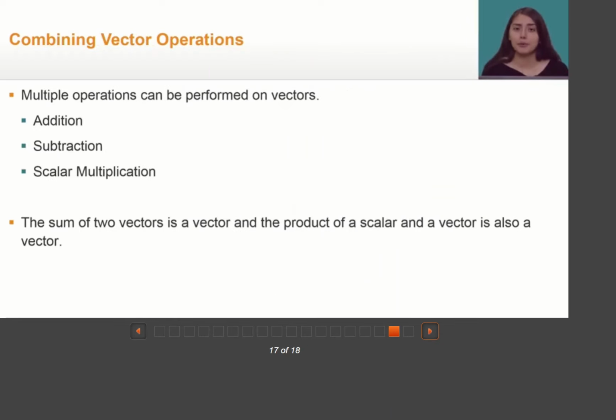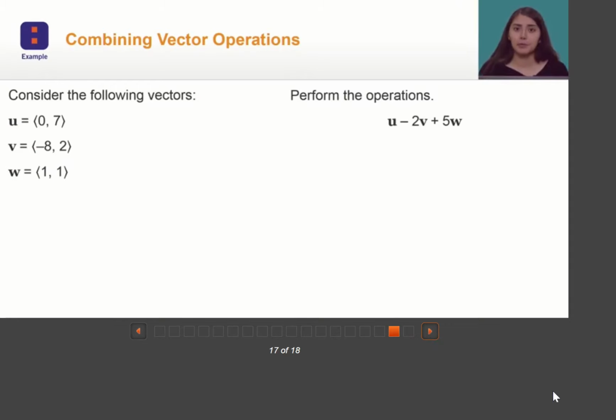Multiple operations can be performed on vectors including addition, subtraction, and scalar multiplication. The sum of two vectors is a vector, and the product of a scalar and a vector is also a vector. Let's try it out. In this situation, we are presented with three vectors, u, v, and w. We're asked to simplify the expression u minus 2v plus 5w. Let's first begin by finding 2v and 5w.